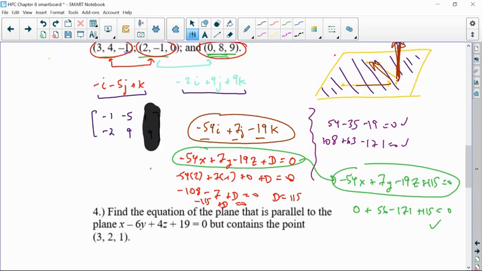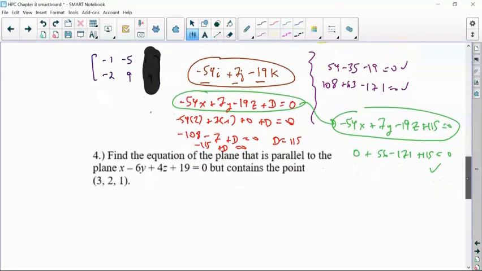Okay. So when they give you 3 points, like they just did here, your job is to take any 2 vectors. It does not matter which position vectors you pick. There are 3 points. You choose 2 directions. It does not matter. They all will give you the same equivalent plane.